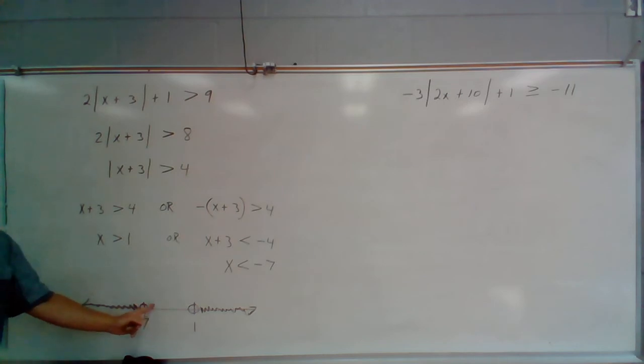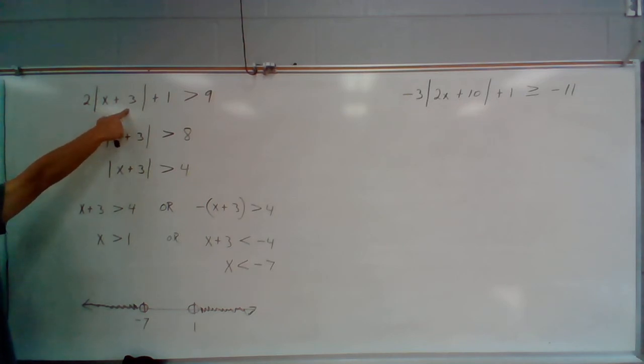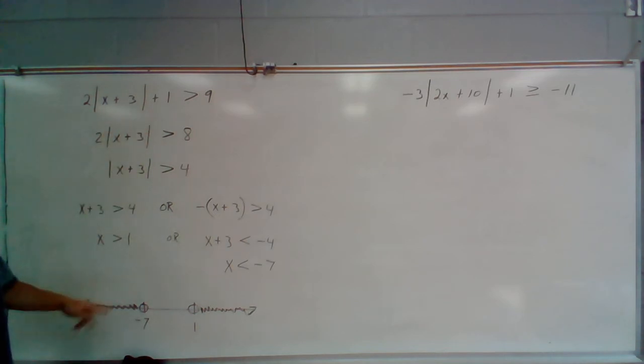Let's try maybe negative 6. Negative 6 should not work. If I put in a negative 6 plus 3 is negative 3. Absolute value of negative 3 is 3. 2 times 3 is 6. 6 plus 1 is 7. Doesn't work.